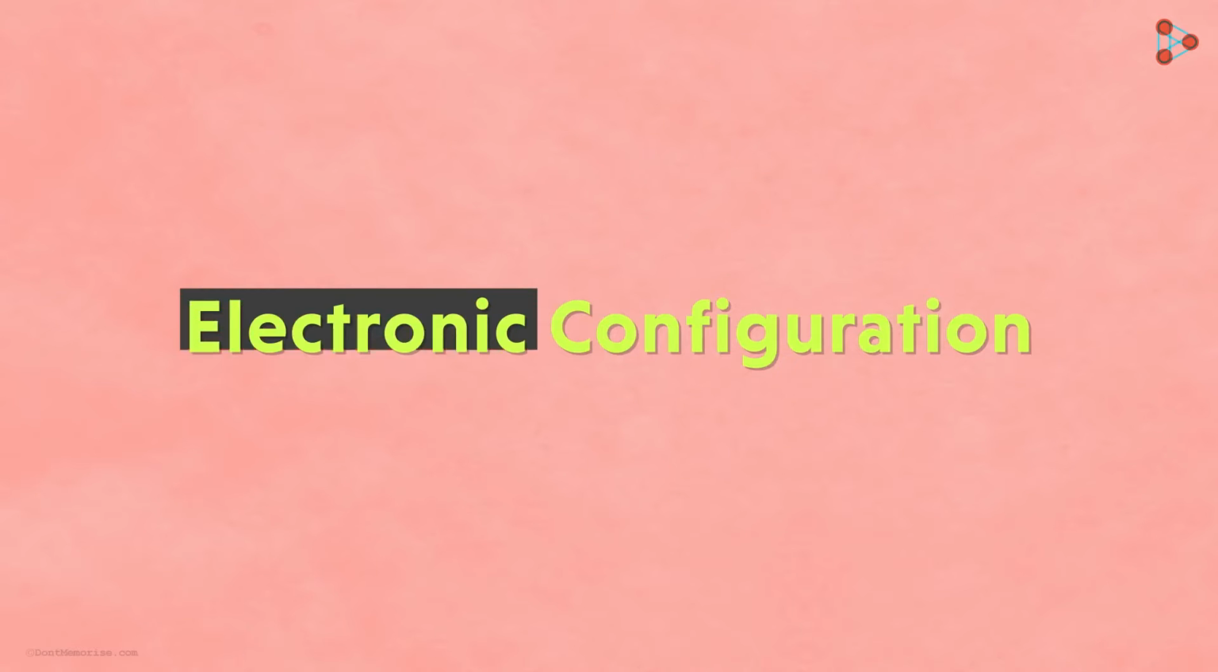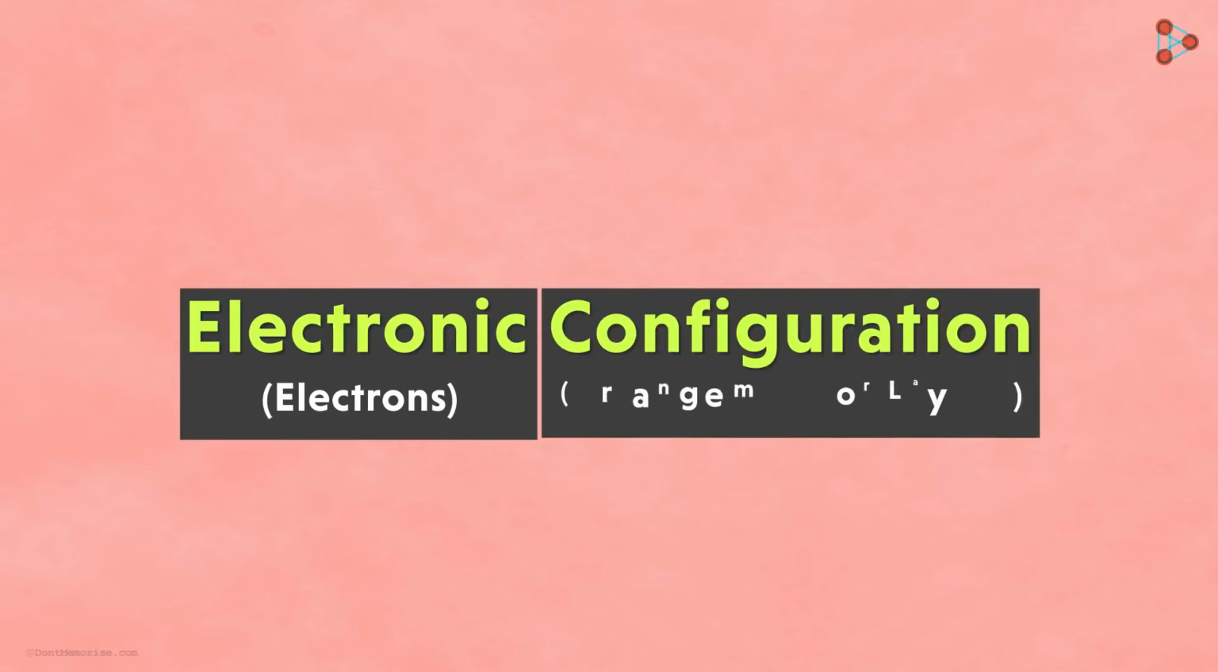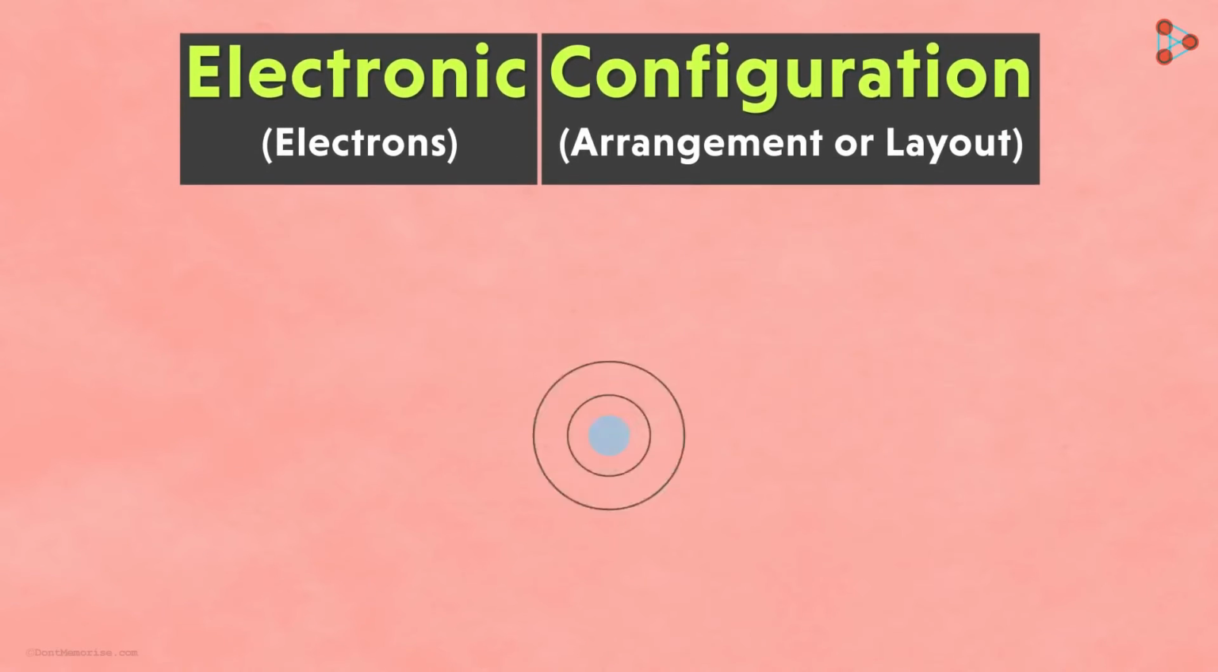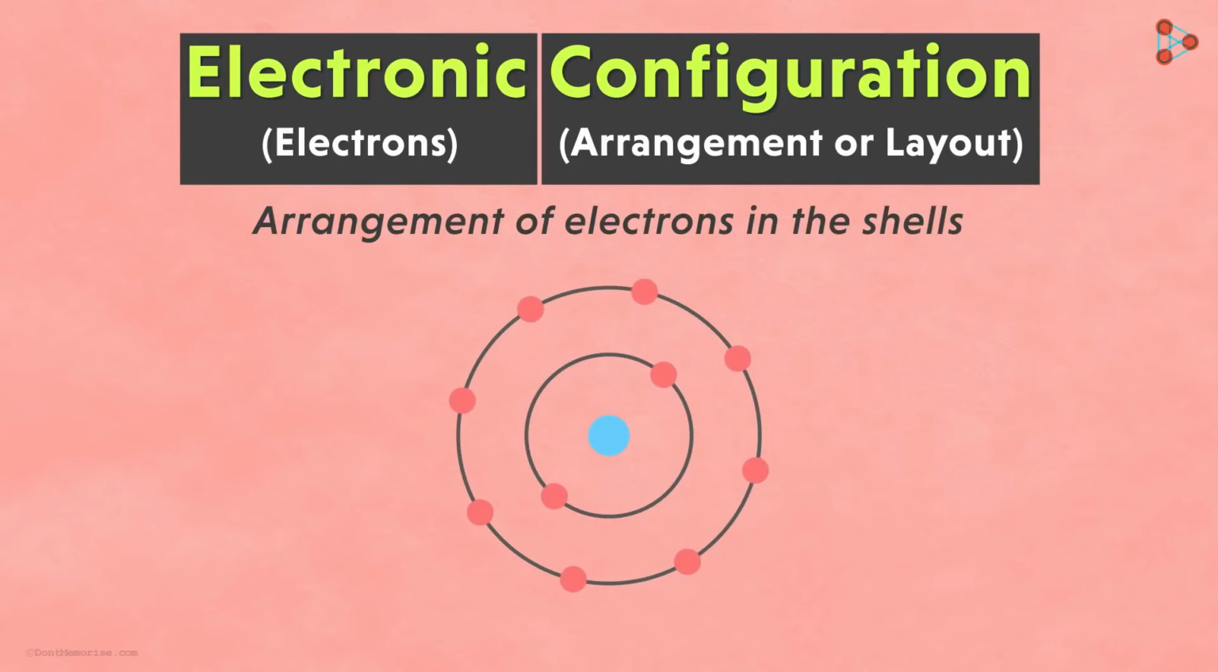But remember that the electrons do not simply fly around the nucleus randomly. Rather, they arrange themselves in these shells in a very systematic fashion. And this brings us to a very important concept in chemistry known as electronic configuration. As the name suggests, electronic refers to electrons and the term configuration means arrangement or layout, which means that electronic configuration is the systematic arrangement of electrons in the different shells of an atom.